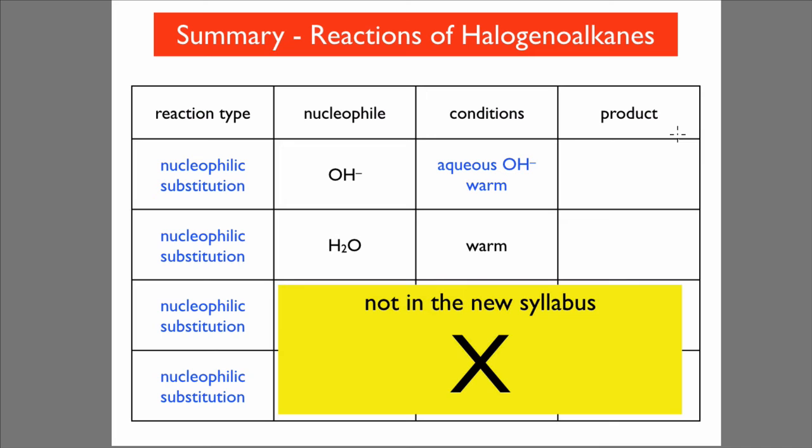So let's have a look at this. For nucleophilic substitution with the hydroxide ion, the conditions are aqueous OH minus, and we get an alcohol and the halide getting booted off. With water, it just needs to be warm, and we get an alcohol, and we get the hydrogen halide. And you can see there's a nice big 'not in the new syllabus' thing there. We used to have to know about the nitriles and ammonia, and you don't anymore, which is just fantastic.